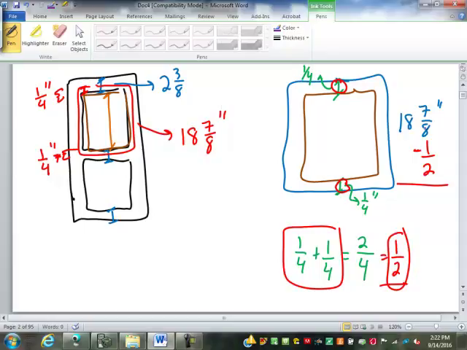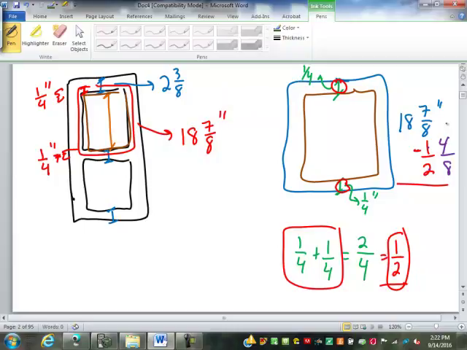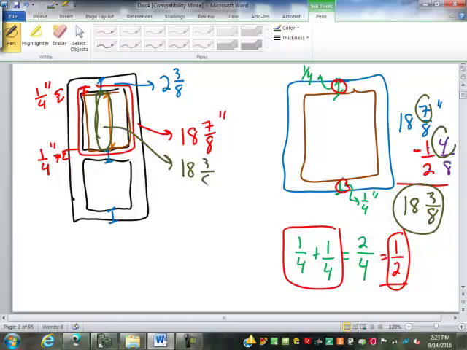1/2, of course, can be changed into eighths. 2 times 4 makes 8, so 1 times 4 is 4. 4/8 is a 1/2 inch. So I'm just going to go ahead and subtract right here. 7 minus 4 is 3/8. And then the 18, there's no whole number to subtract, so that stays 18. So what we are filling here, from here to here, is actually an 18 3/8 inch gap.